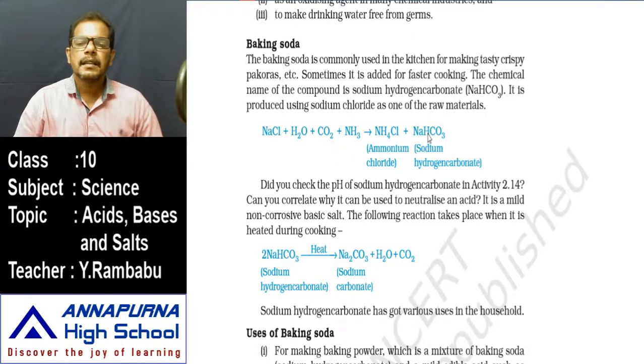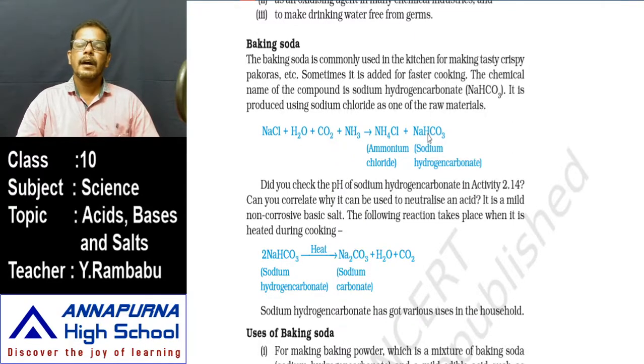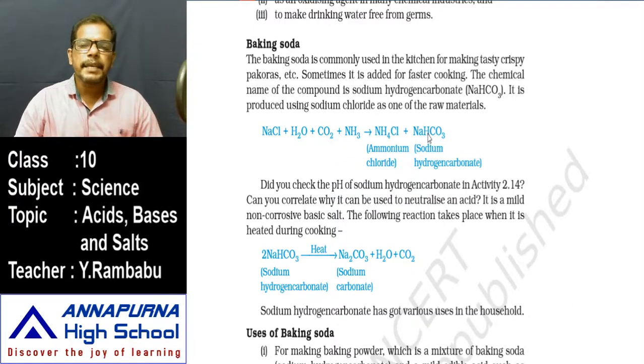Here in this case, what is the salt that is formed? Sodium hydrogen carbonate, NaHCO3, what we call baking soda, is basic in nature. Why? If you check the pH of sodium hydrogen carbonate, it is greater than 7. If the pH value of a substance is greater than 7, it is basic in nature. That's why the formed salt is basic in nature. Then how is it used? It is used to neutralize an acid.